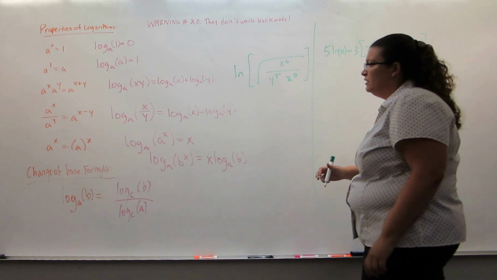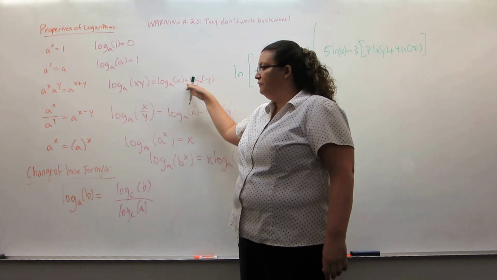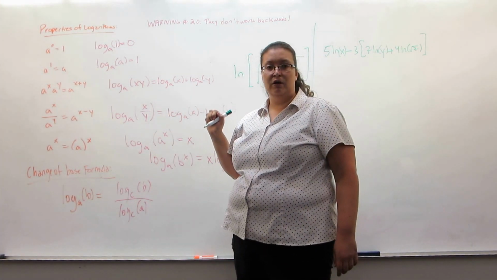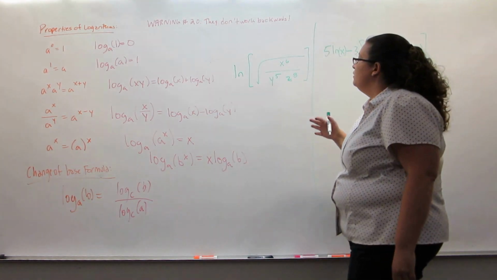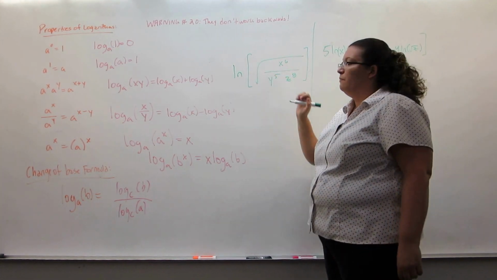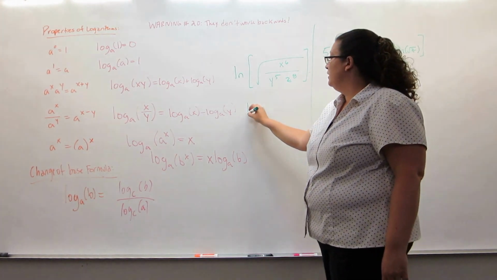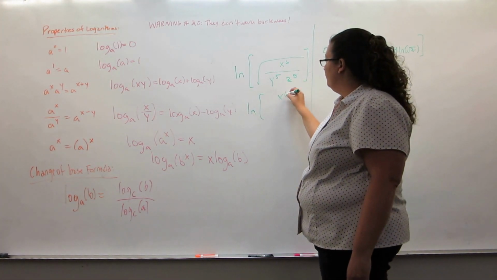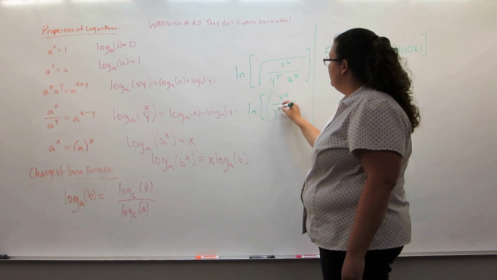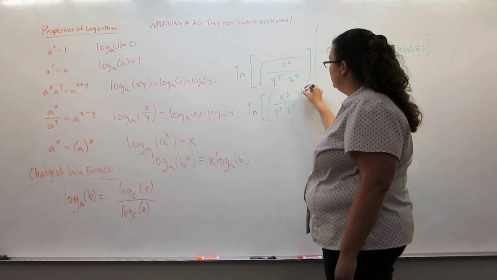So, in this case, I'm going to be moving left to right on my properties of logs. Okay. So, I notice that the very first thing inside of the logarithm is the square root. And a square root is really a 1/2 exponent. So I could think of it as this.